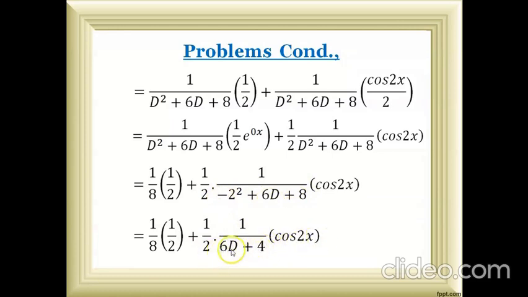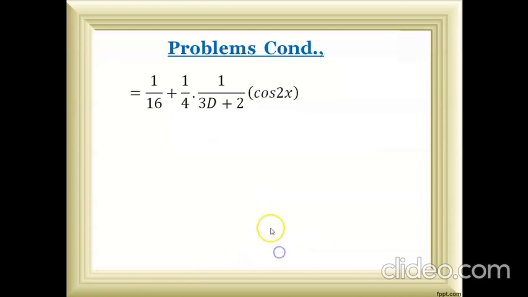Here the common multiple value is 2. Take it outside, it becomes 3d plus 2 in the next step. So in the first term, earlier we had 1 by 8 into 1 by 2. That will come to 1 by 16, 2 into 8 becomes 16. And 1 by 4: after taking 2 common in the denominator, I will get 1 by 2 into 2, that is 1 by 4, 1 by 3d plus 2 into cos 2x.